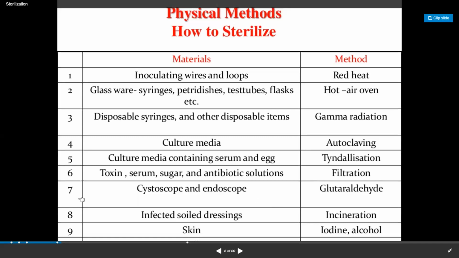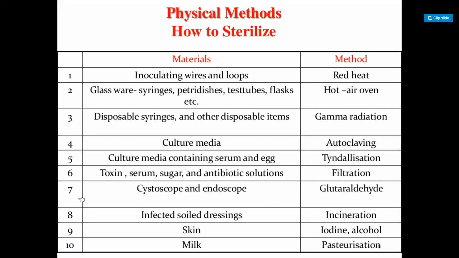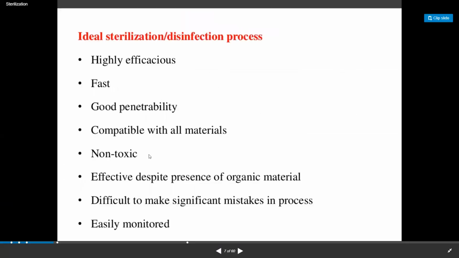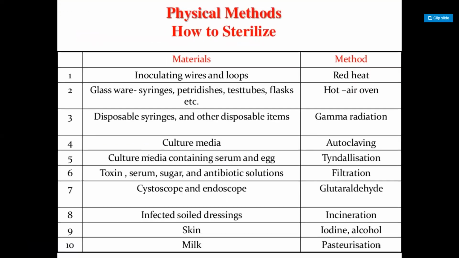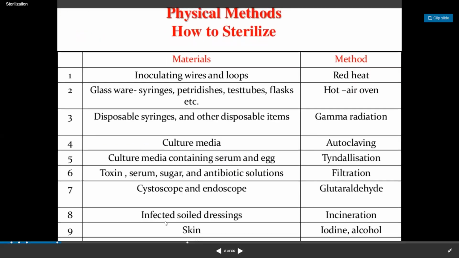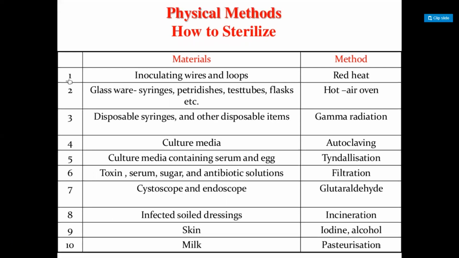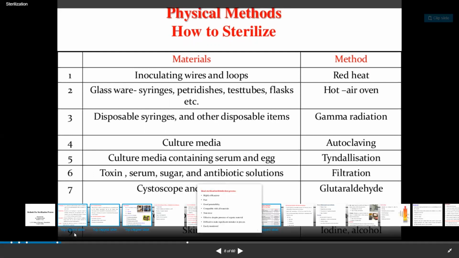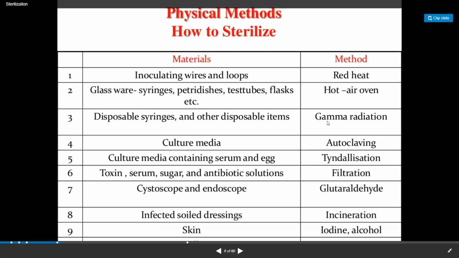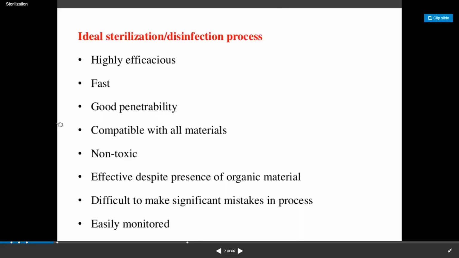Then infected soiled dressings, by incineration. That means some soiled materials can be sterilized by incineration. Skin, nowadays due to coronavirus, we are advised to wash our hands frequently with soap as well as alcohol or sanitizer. That means skin can be sterilized by iodine, alcohol, as well as sanitizer and soap.